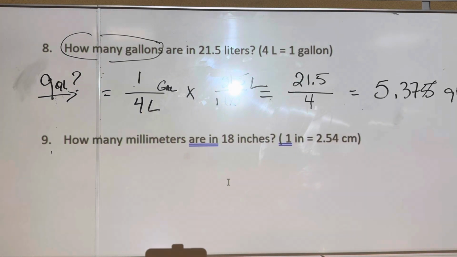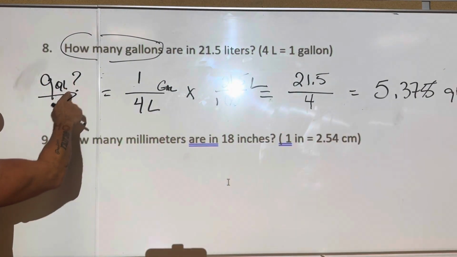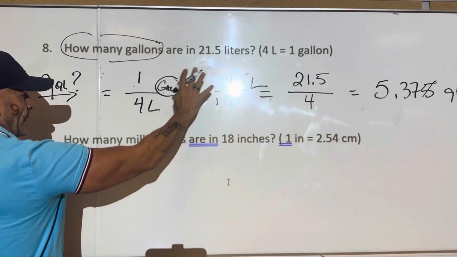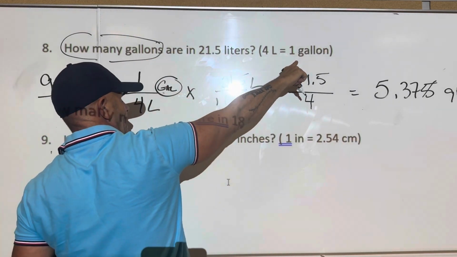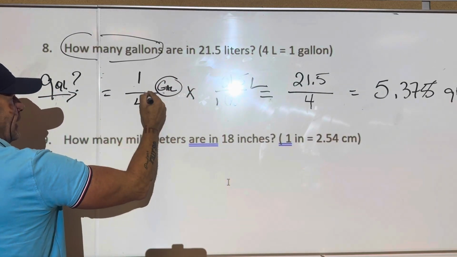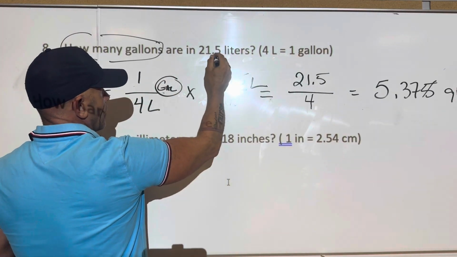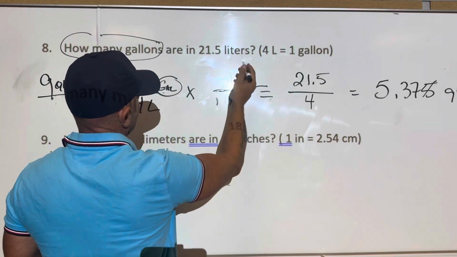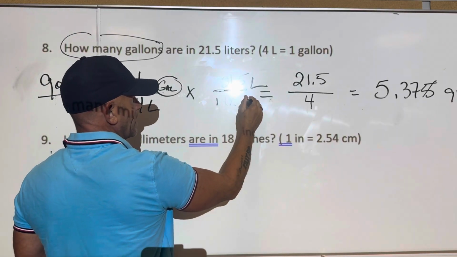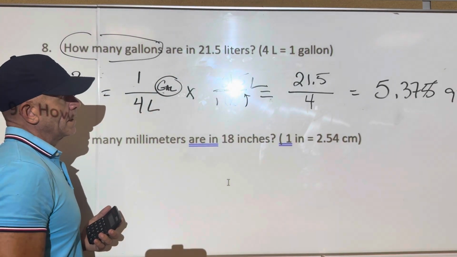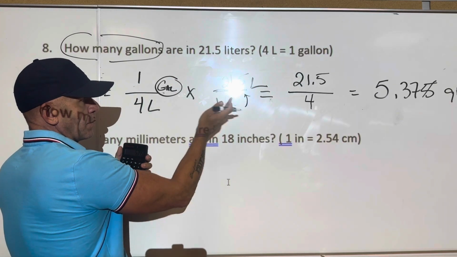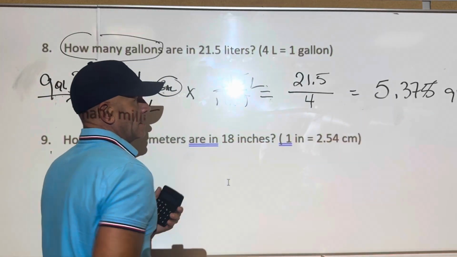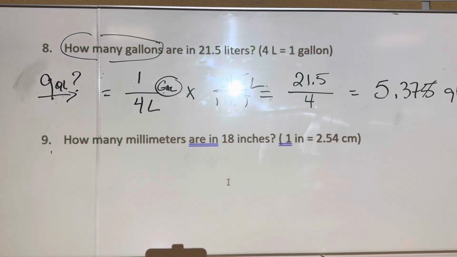Okay? So, again, let's go over it again. If you're looking for gallons, we always bring gallons as our first one. That's our first number in the equation here. And they gave us 1 gallon equals 4 liters. So we bring that over and put that here. Then they're looking for how many gallons are in 21.5. So we put 21.5 because that's how many liters we have. But we want to know how many gallons go into that. So that's where we get our x, because we don't know what that is. That's what we're solving for. So we bring that over, multiply, or 21.5 divided by 4 gives you the 5.375.